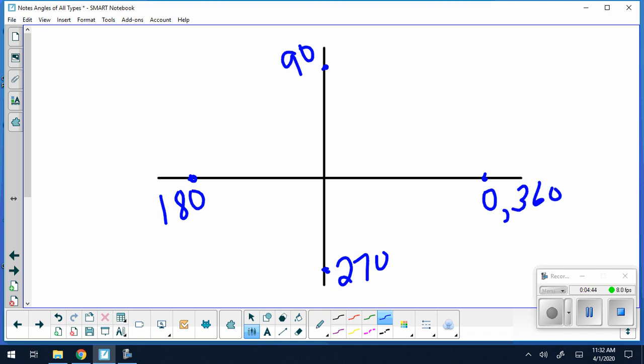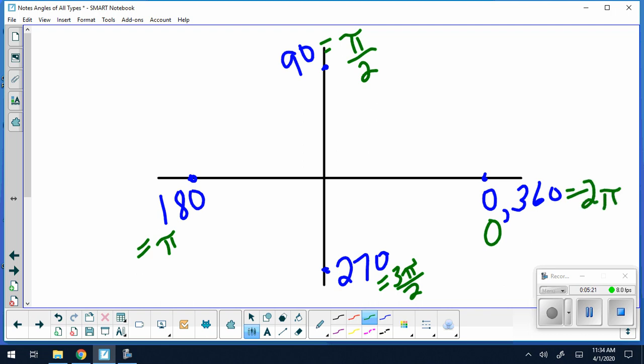That one's 360, right? And now, in radians, the 0 is going to stay 0. The 180 is pi. We already talked about that. 90 is half of 180, so in radians, it's going to be half of pi. Okay, and then 270 is 3 times 90, so I'm going to do 3 times pi over 2. 3 pi over 2.